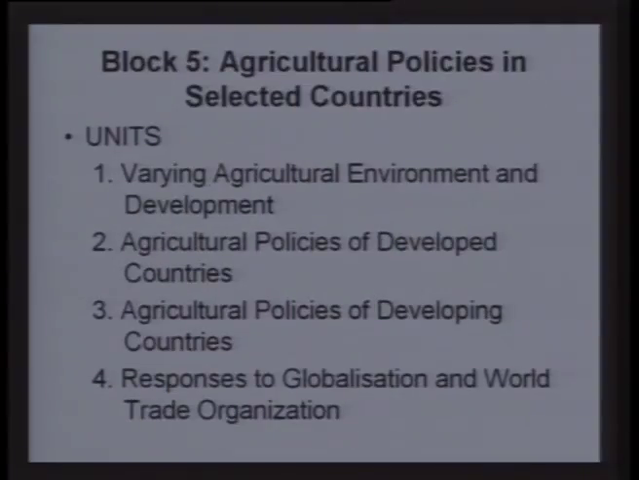Block 5 is related to the varying agriculture environment and development. In this unit we will discuss the role of resource availability in policy implementation and in development. The second unit of this block is related to the agriculture policy of developed countries. Then the third unit is related to the agriculture policy of developing countries. Then the fourth is related to the response to globalization and the World Trade Organization. In this, we will discuss the role of globalization, liberalization and privatization in agriculture development in unit 4 of block 5.